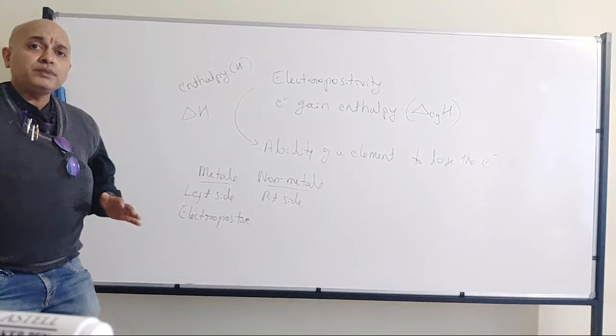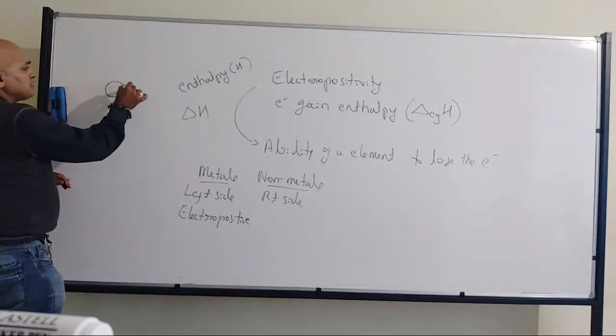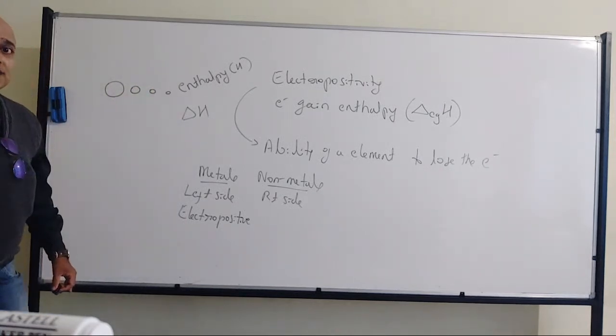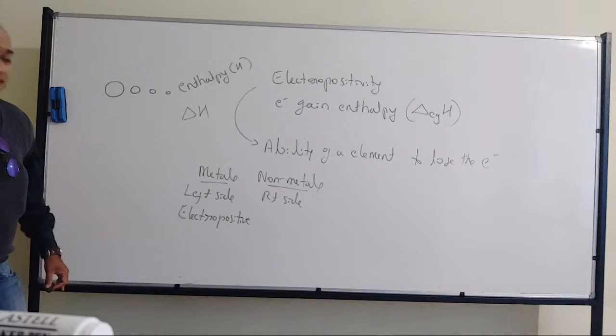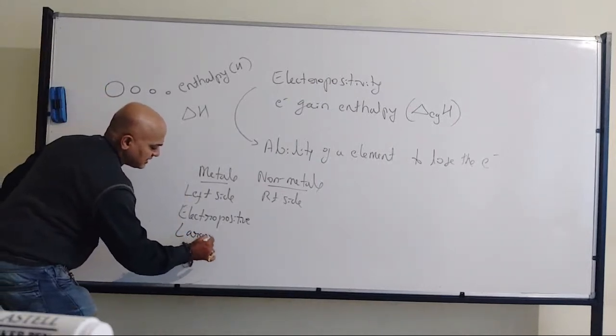Now if you come to the periodic table, all of us know atomic size is going to decrease when you move in the rightward direction, right? So that means a metal should be of larger atomic size.